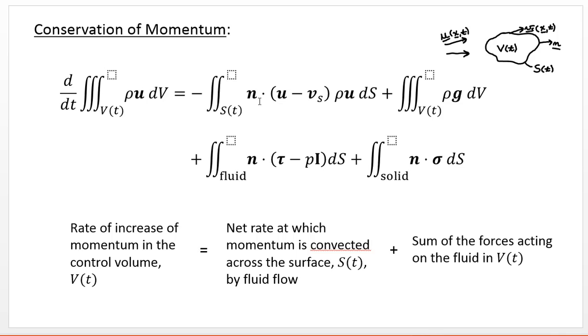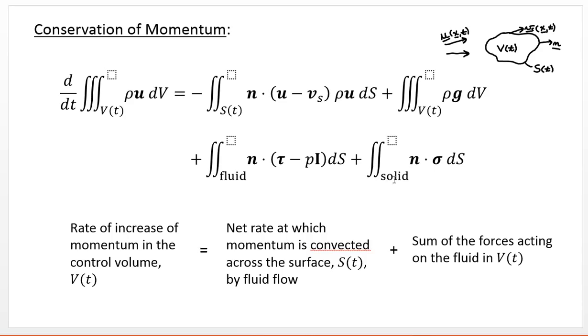That's this term here. Once again, n points out of the control volume, so minus n dotted with (u minus v_S) gives the normal component of the fluid velocity relative to the control surface into the control volume. So this is the fluid velocity flowing into the control volume multiplied by momentum density. The product of these two terms is the momentum flux going into the control volume, with the minus sign included. We integrate the momentum flux over the control surface and get the total rate at which momentum goes into the control volume due to fluid flow across the control surface, also accounting for the motion of the control surface.